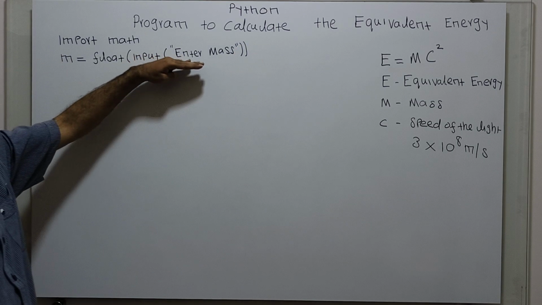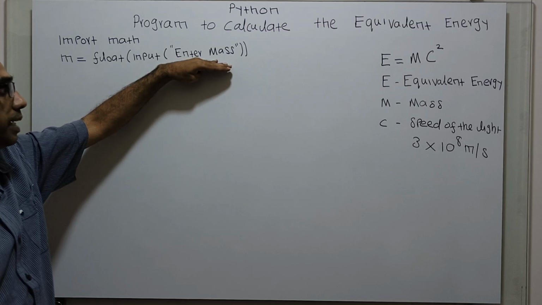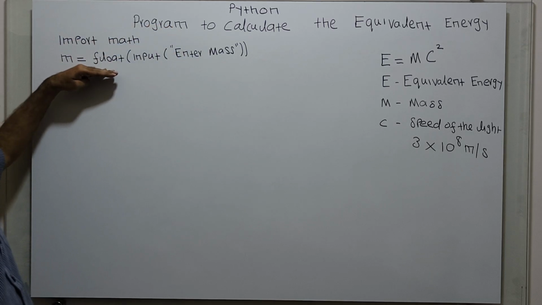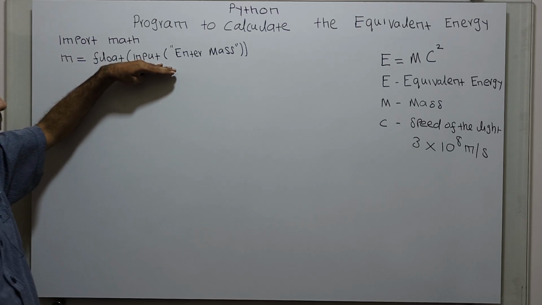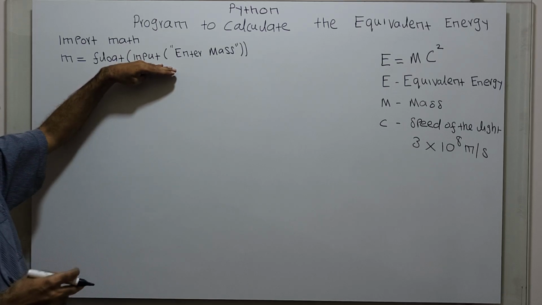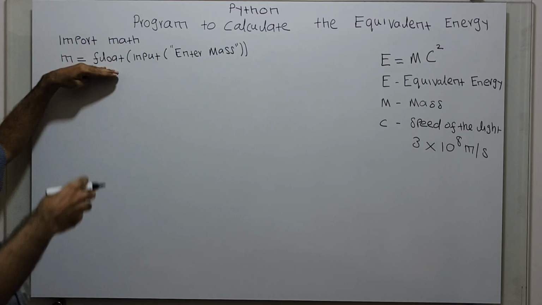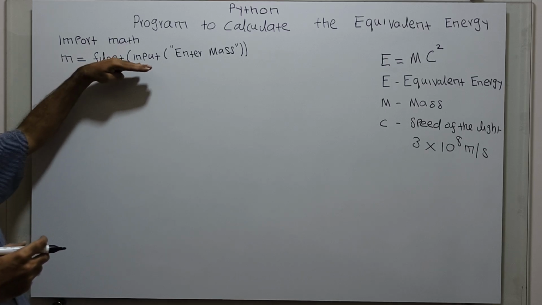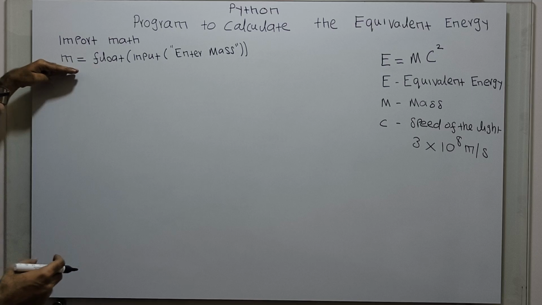So the input function will display the string, enter the mass, in the console, and it will get the input from the user and return the value as a string, that is converted as a float by using this float function. Input function always returns the value received from the user as a string, even if you enter a number. To convert it to a number, we have to use float. When you convert it into an appropriate numeric data type, only then you are able to use it in arithmetic operations. That's why the float function is given here. The input obtained from the user for the mass value is converted as a float and stored in the variable m.